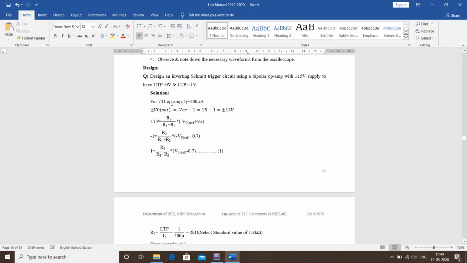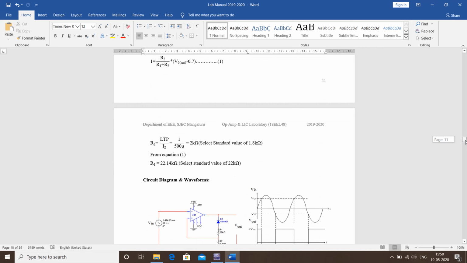So for 741 op-amp, we will consider the current I2 to be equal to 500 microamperes. This is from the data sheet. And V naught sat will be equal to VCC minus 1, which is nothing but 14 volts. So LTP will be equal to, from the theoretical part, R2 divided by R1 plus R2 times minus V naught sat plus VF, and substituting the values, we get the expression in terms of R1 and R2.